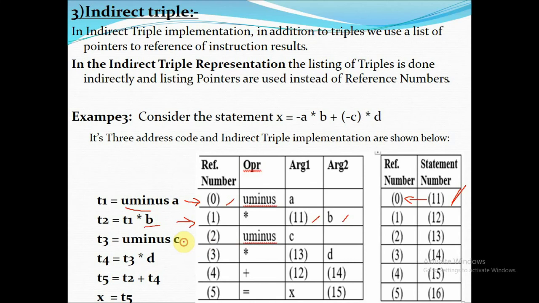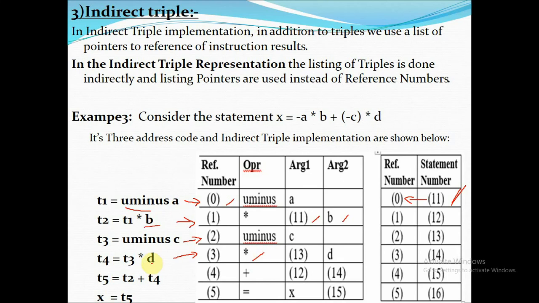Next, the third statement is a direct one. So T3 = unary minus C, as in triple representation, no difference here. Next, take the fourth statement. Here T4 = T3 * D. So here the operator is star, placed as this.